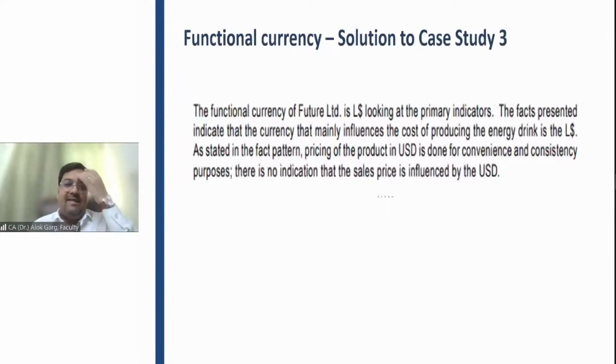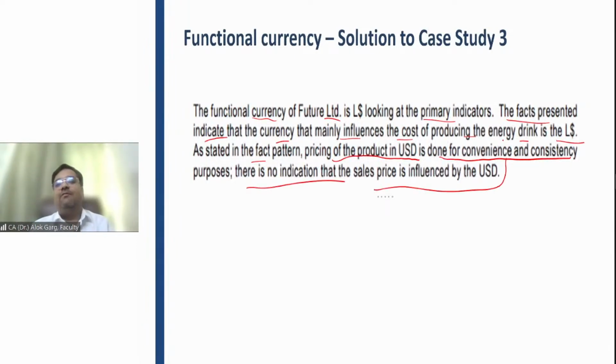If you look at the analysis, the functional currency of Future Limited is L dollar, looking at the primary indicators. The facts presented indicate that the currency that mainly influences the cost of producing the energy drink is the L dollar. As stated in the fact pattern, the pricing of the product in US dollar is done for convenience and consistency purposes only. The entire sale is not in the US market. There is no indication that the sale price is influenced by the US dollar, right?